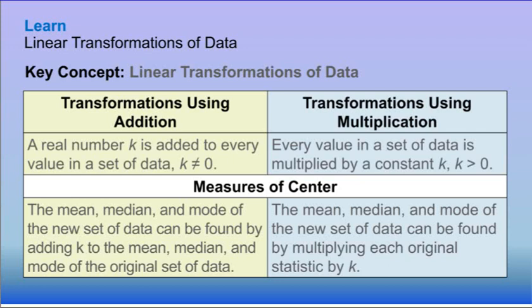So for addition, a real number k is added to every value in a set of data where k cannot equal 0. And for multiplication, every value in a set of data is multiplied by a constant, and k is going to be a positive number. How does it affect the measures of central tendencies? So the mean, median, and mode of a new set of data can be found by adding k to the mean, median, and mode of the original set. When it comes to multiplication, the mean, median, and mode of a new set of data can be found by multiplying each original statistic by that k, that constant.